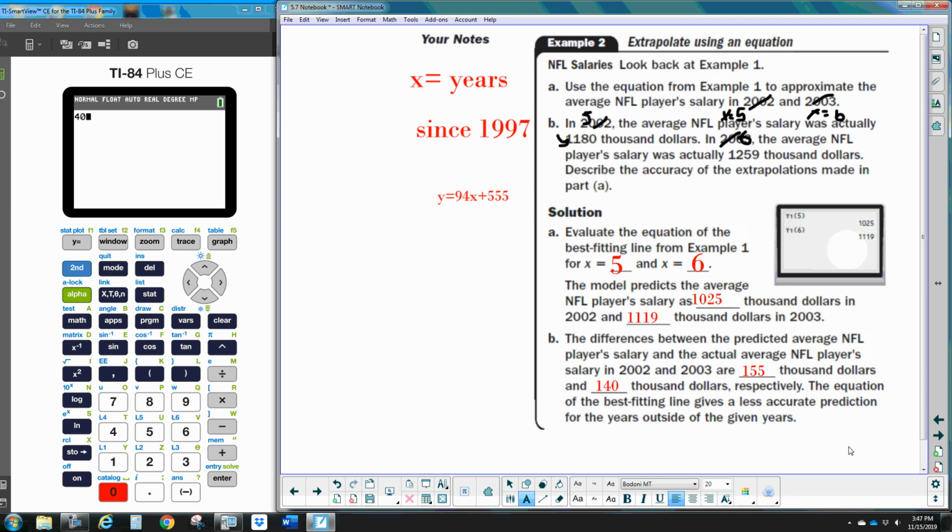So the equation of the best fitting line gives a less accurate prediction for the years outside of the years that are given. As I would graph these, see how I'm still pretty far, like I'm not on the line. As I get further away, I have less data to go on because it changes every year. The average is going to be different every year. So we're less accurate if we're working with data outside of our range. It's just a prediction, but if we're predicting within a given time period, we're more accurate than if we're predicting something that hasn't happened yet.